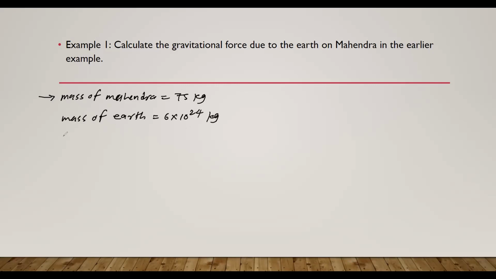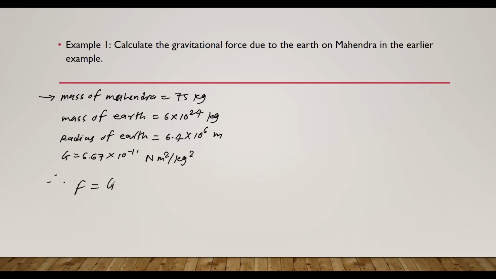Then radius of the Earth, that is nothing but the distance. Radius of Earth, so it is 6.4 into 10 raised to 6 meter. Okay. And capital G is 6.67 into 10 raised to minus 11 Newton meter square per kg square. Okay. So here let us first use the formula for the gravitational force. F is capital G, the mass M1, that is nothing but the mass of the Earth, into the mass of Mahendra, divided by radius square.